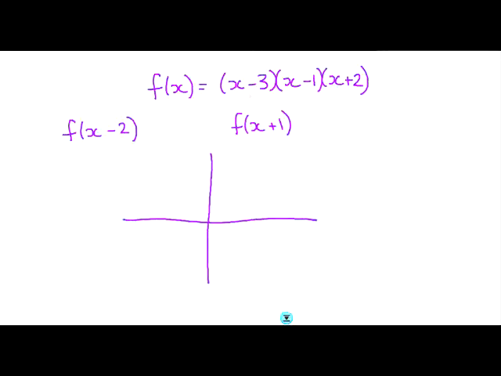So you should know now the roots are going to be 1, 3, and -2. And if you put the x coordinate equal to 0, we can have -3 times -1, which is 3, times 2 is 6. So it's actually going to cross up here at 6. Let's just make a sketch of this.